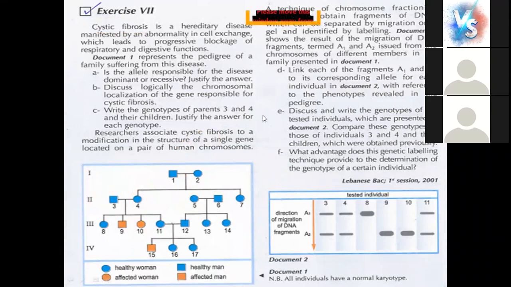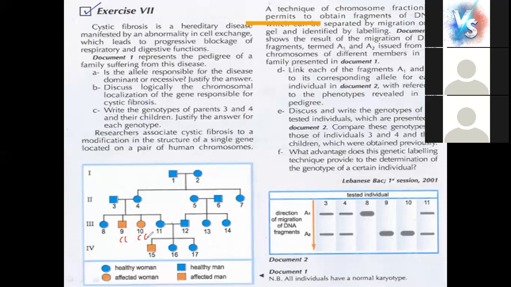Okay, great. So they said, part C, Hassan, write the genotype of the parents 3 and 4 and their children. Justify the answer for each of these genotypes. If two have the same genotype, we can work them as one. For example, 9 and 10, both of them are affected and the disease is autosomal, so we can work them together. Hassan, give me the genotype of 9 and 10 first. CC, both of them are CC.